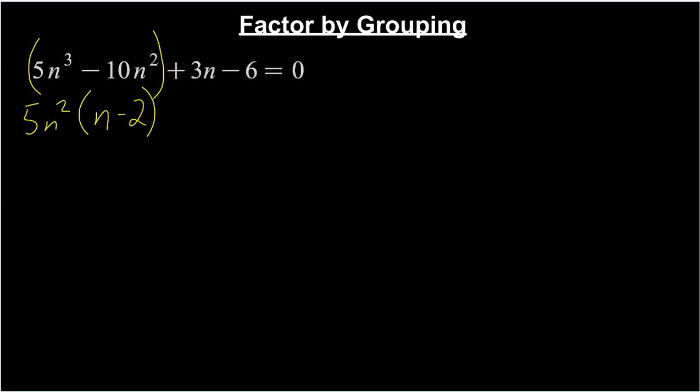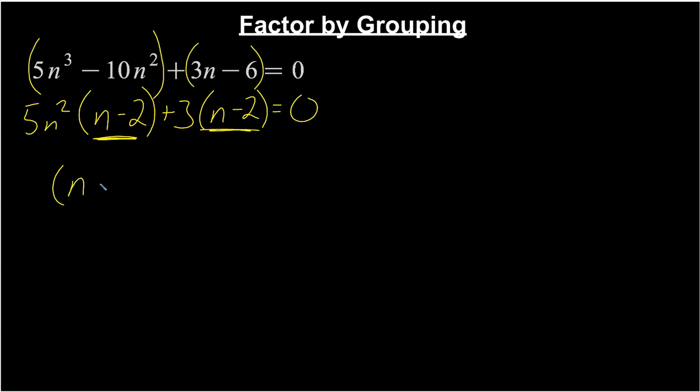If I look at my other group, 3n minus 6, we can factor out a 3. So that's going to be plus 3 times the quantity n minus 2. And all that's equal to 0. So now when I continue, I can see that I have n minus 2 in both of those terms that we factored from. We've gotten the greatest common factor. So that means I can factor out an n minus 2. That becomes our new greatest common factor.